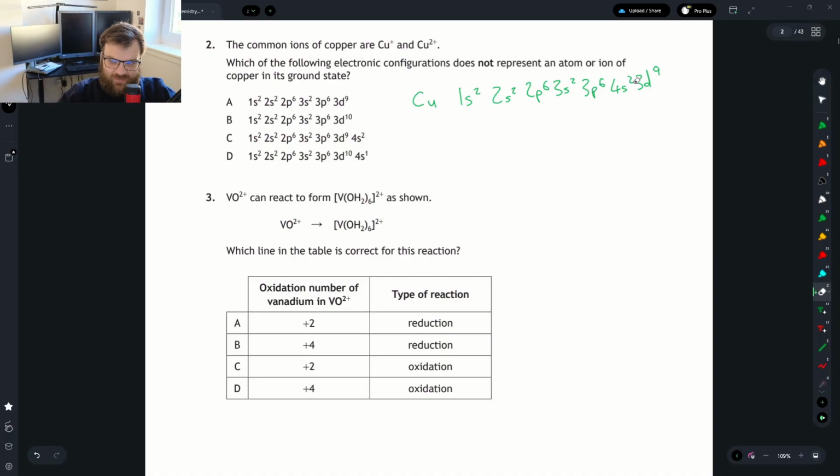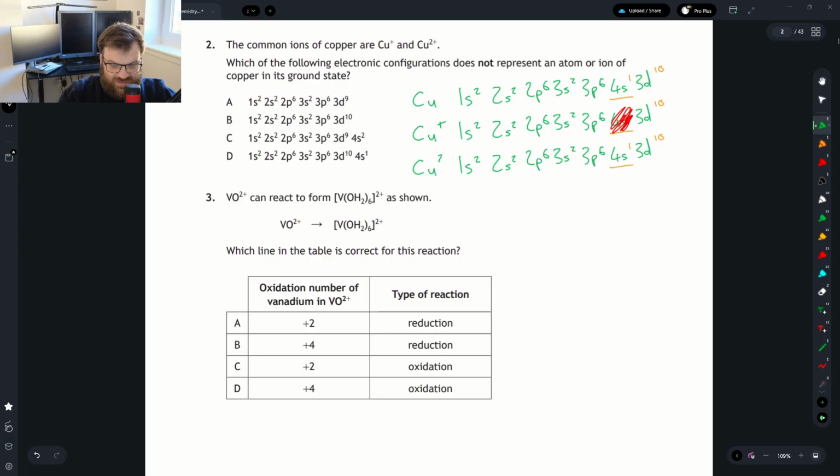In order to become more stable, we would instead have 4s1 and 3d10. We now have a half filled S. We have a 3d subshell that's filled. When it comes to becoming an ion, if we want to have copper 1+, we're going to lose the 4s electron because 4s is filled first and then also lost first. When it comes to copper 2+, we're again going to lose the 4s electron. We would also lose one of the 3d electrons.